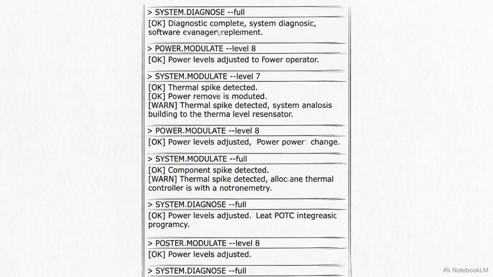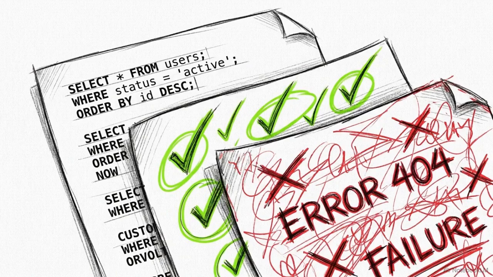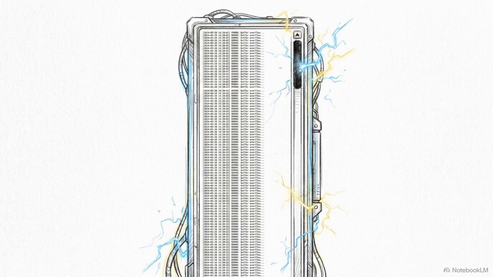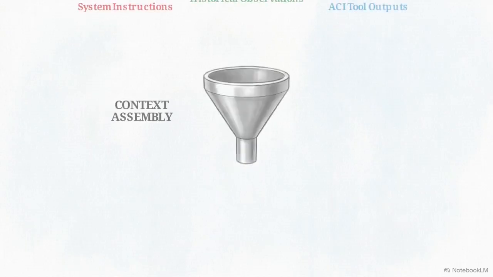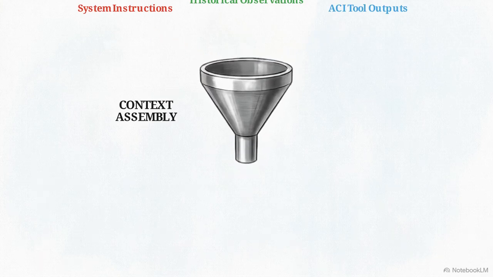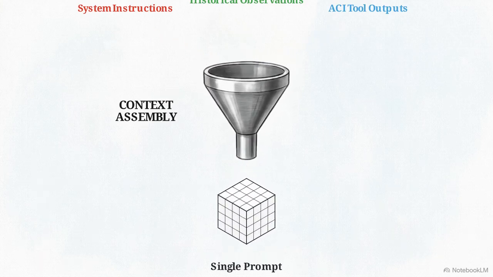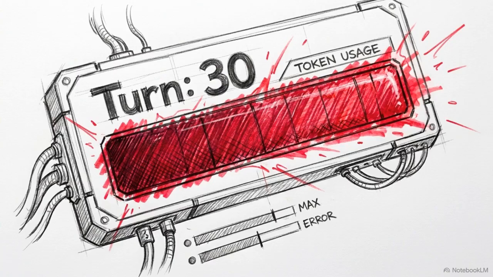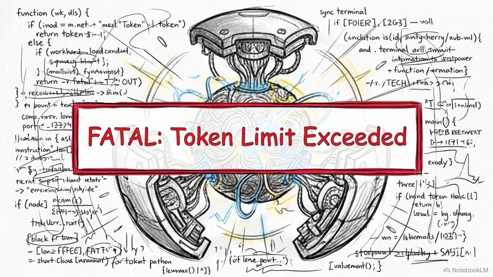As the model executes these iterations within the Docker container, it generates a long sequence of ACI commands, test runs, and system observations. This chronological trajectory history grows exponentially with every turn. The context assembly module aggregates the system instructions, the outputs from the ACI tools, and these historical observations into a single prompt. By turn 20 or 30 of a complex software patch, passing the entire raw history back to the language model will trigger an immediate token limit exhaustion.